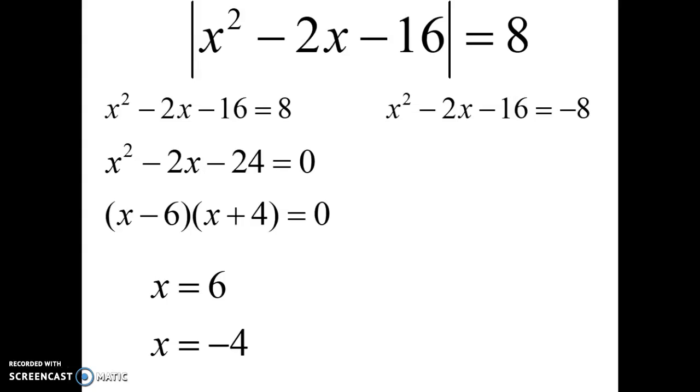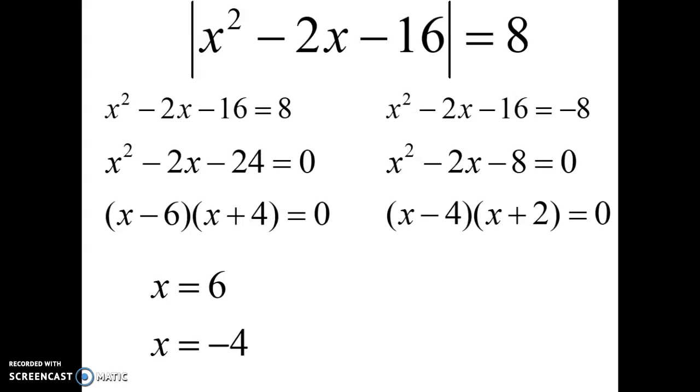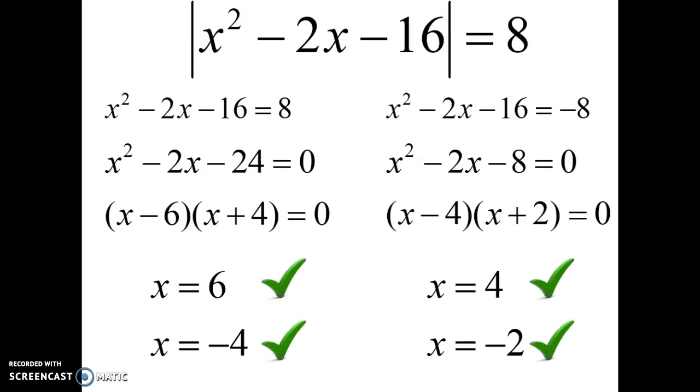On the other hand, for the other equation, you're going to add 8 to get a quadratic, which you can factor. You have x minus 4 and x plus 2, and x will equal positive 4 and negative 2. Again, you can check all 4 of your answers, and you have all of them that work.